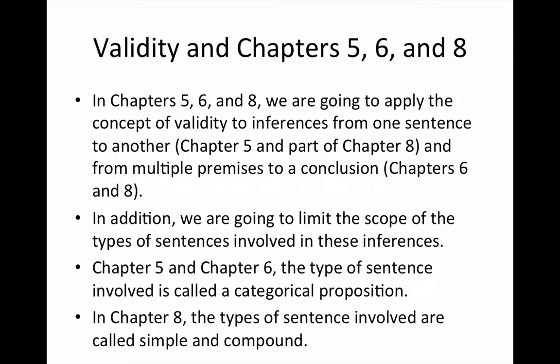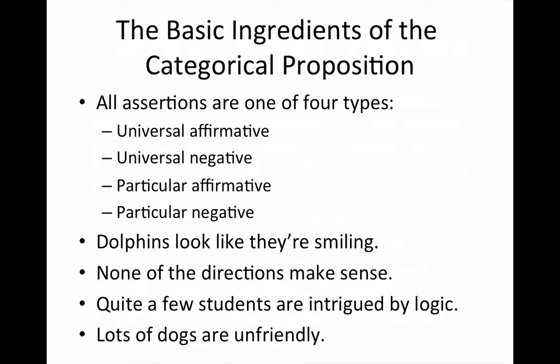And as I mentioned a little bit ago, the categorical proposition takes one of 4 forms. So at the end of the day, the entire system that we're learning is a system built on 4 types of sentence called the categorical proposition. What are these 4 types? We have universal affirmative, universal negative, particular affirmative, and particular negative. Let me give you some examples.